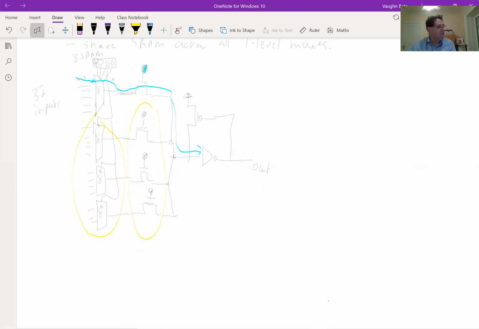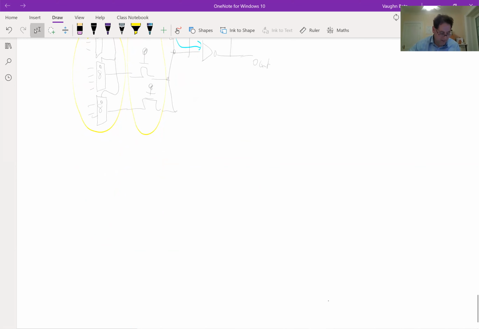So I think I'm going to take that as yes. I probably should have asked that question the other way around. Okay, so that's the basic way that a 2-level mux works.